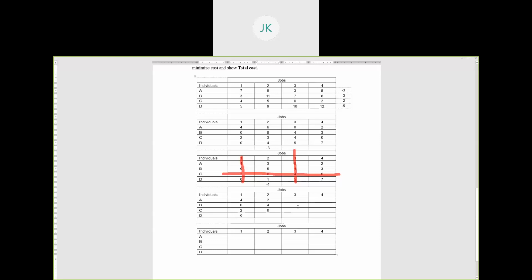Don't touch the numbers covered by a line, they stay the same. And then 1 minus 1 is 0. And this column, all are covered by a line, so the same. And 2 minus 1 is 1, 3 minus 1 is 2, and 0. 7 minus 1 is 6.